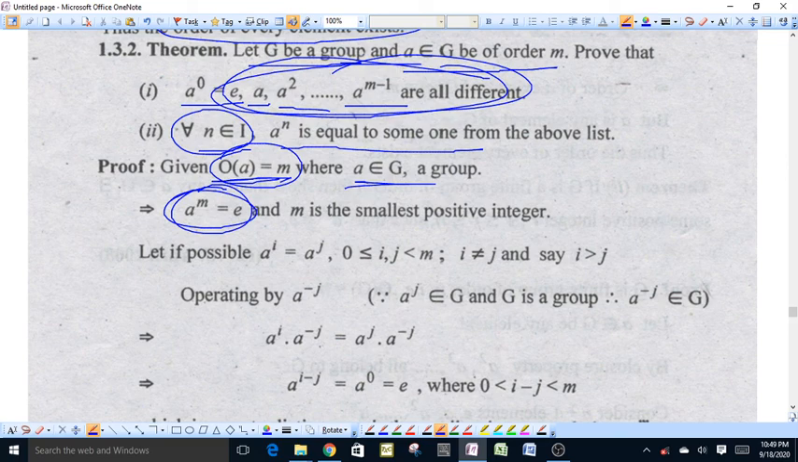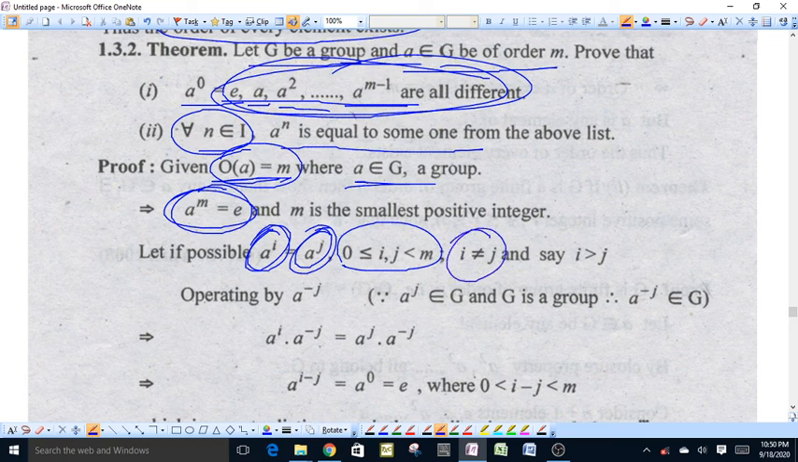Now let us suppose that a raised to power i and a raised to power j are elements of this list, e, a, a raised to power 2, a raised to power 3, and so on. Let us take two elements a raised to power i and a raised to power j which are equal. Let us suppose, if possible, where i and j are integers between 0 and less than m, and i is not equal to j, and let us take i greater than j.